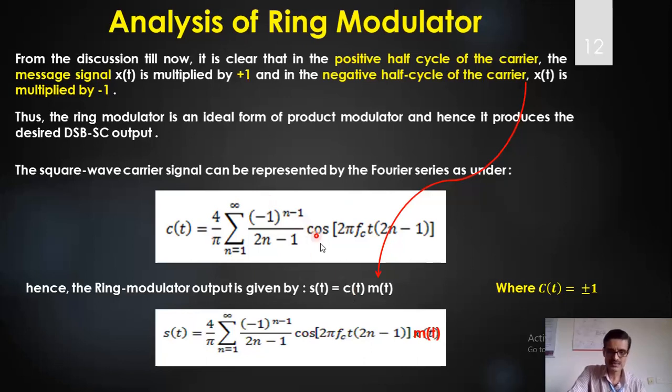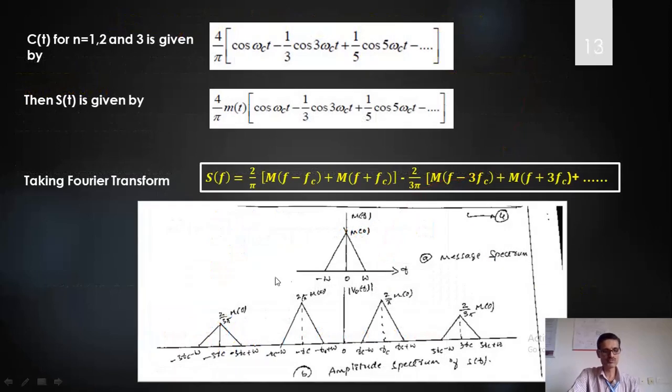So if I substitute that in this equation, s of t is nothing but 4 by pi, the same term c of t multiplied by m of t. Now what I will do is consider a few values of that c of t. I'll substitute that in the equation of the Fourier series expansion.